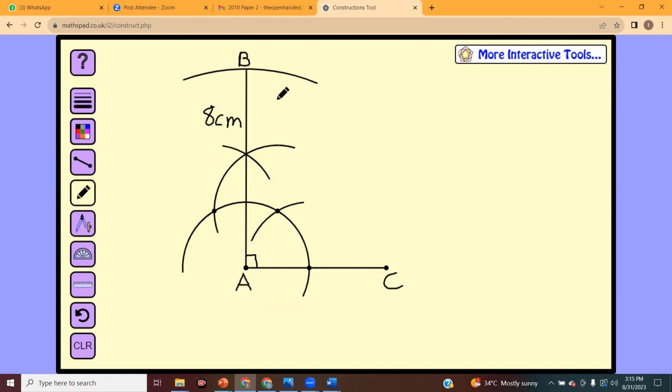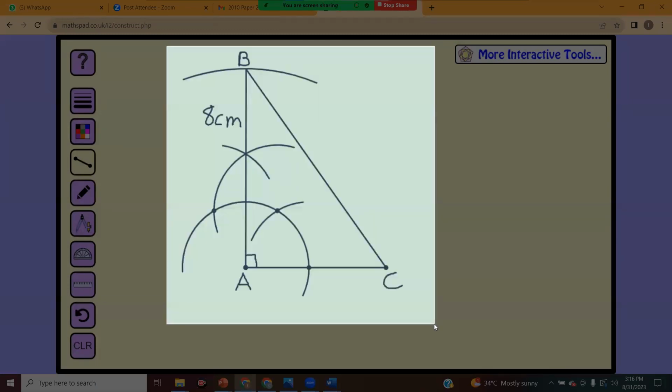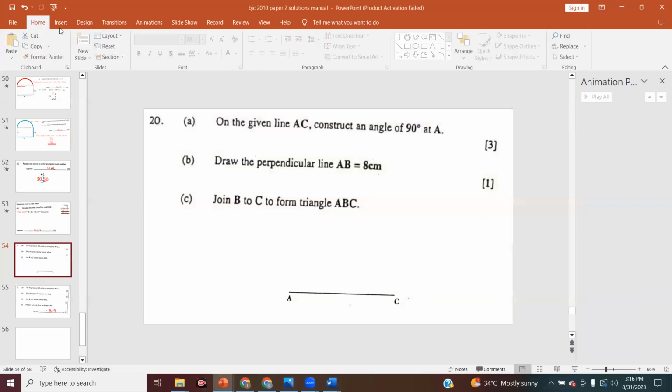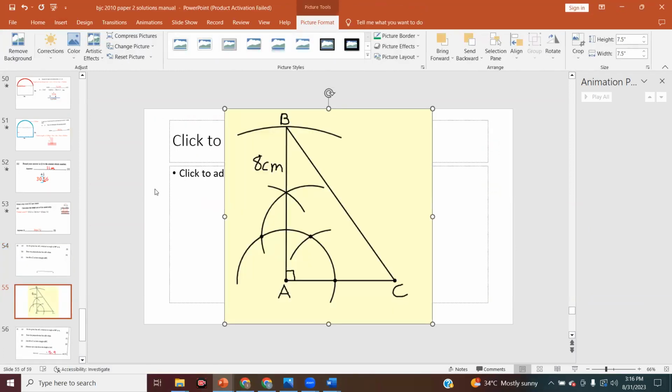The next thing that they want us to do is join B to C to form a triangle. So let's join that. Join B to C to form a triangle. And there we have it. We have our triangle ABC. And that's how we do this particular question. Voila. So let's move on to the next question.